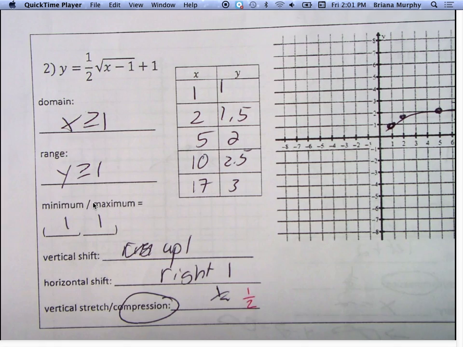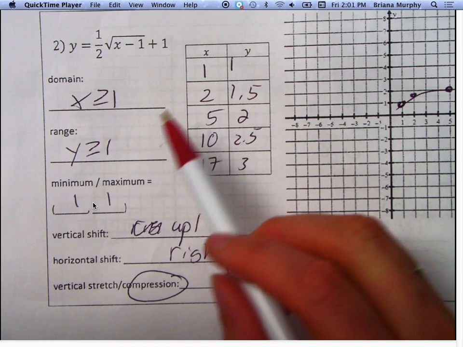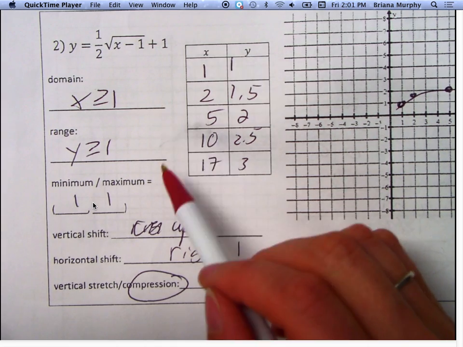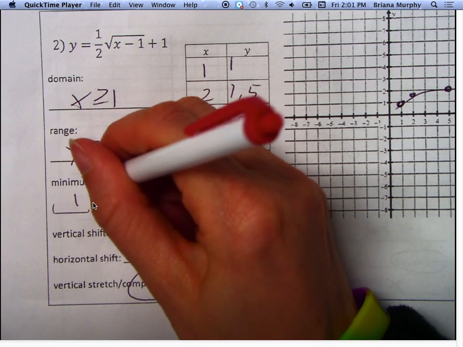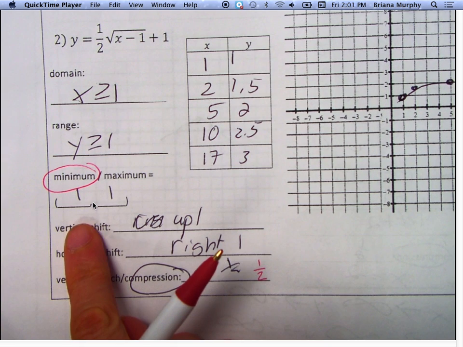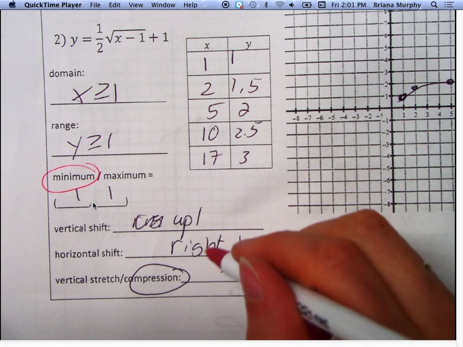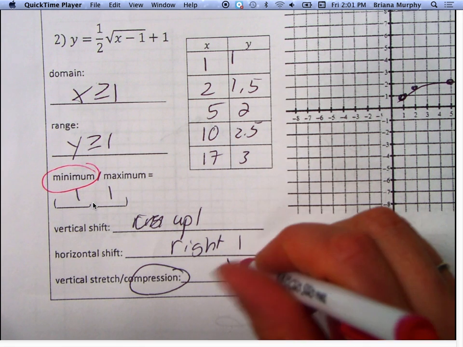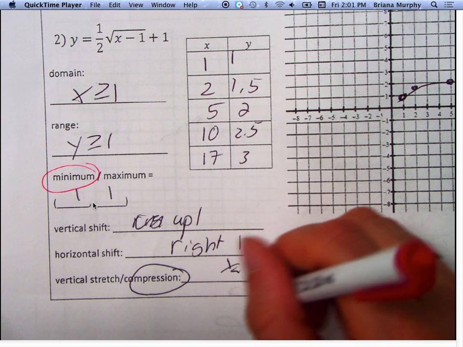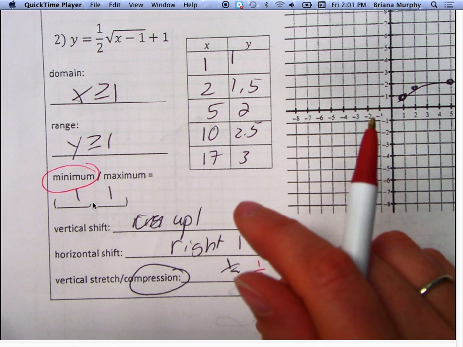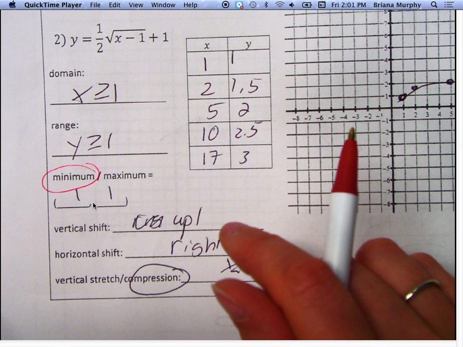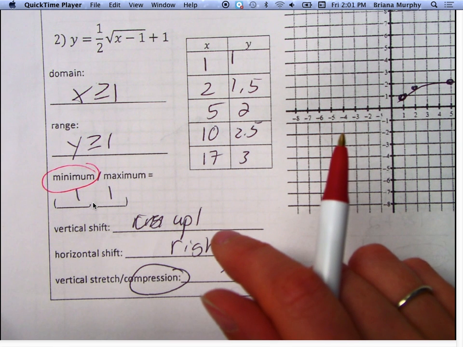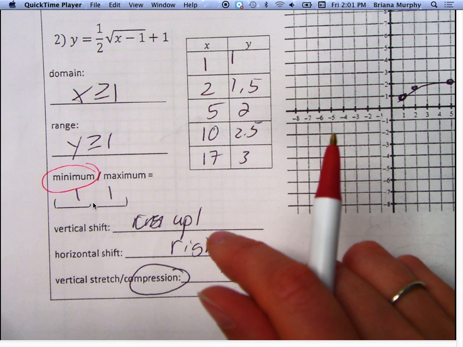Number 2, I have the domain is x is greater than or equal to 1. y is greater than or equal to 1. It has a minimum of 1, 1. It was up 1, right 1. And it had a compression of 1/2. How do I know the difference between stretch and compression? Stretch is a whole number. Compression is a fraction or decimal. Yes.